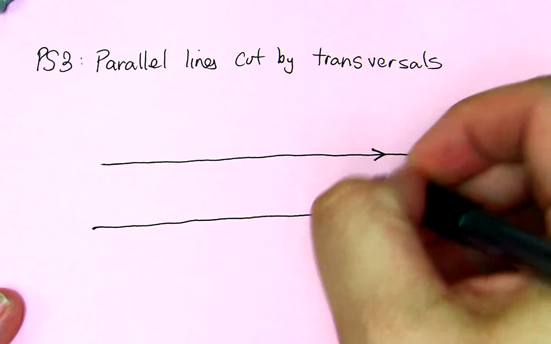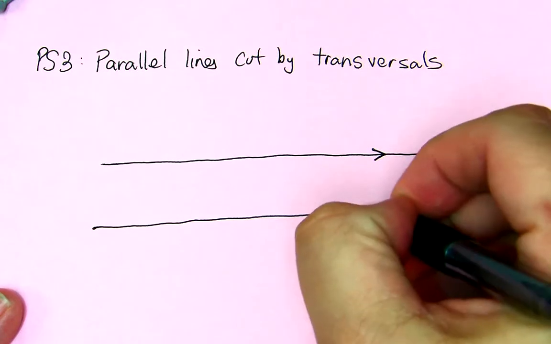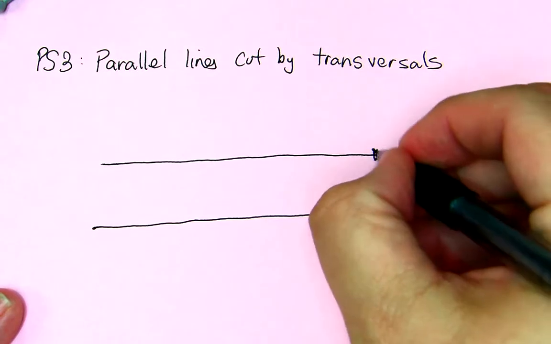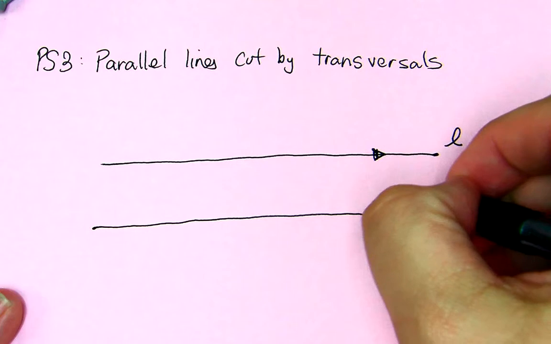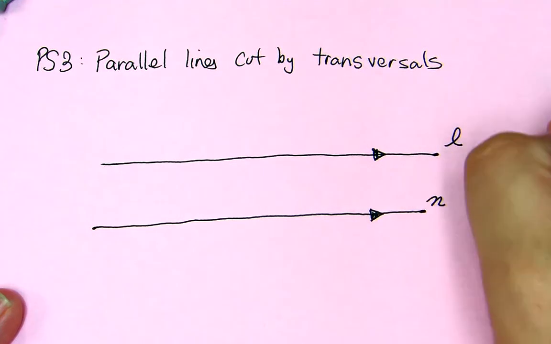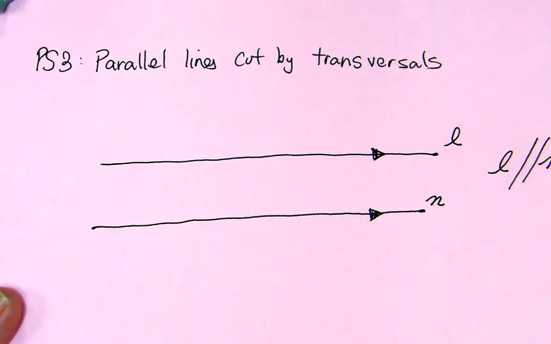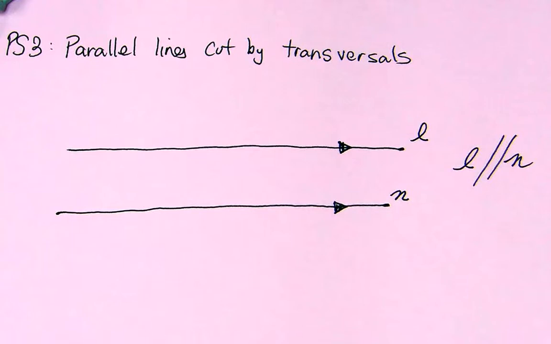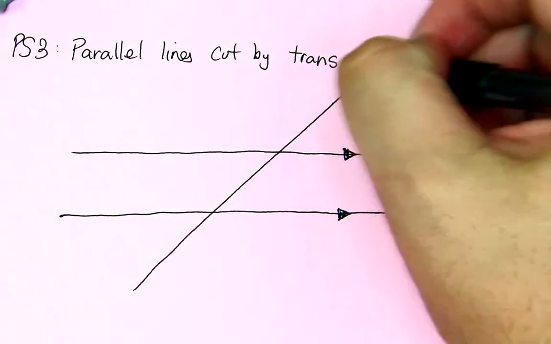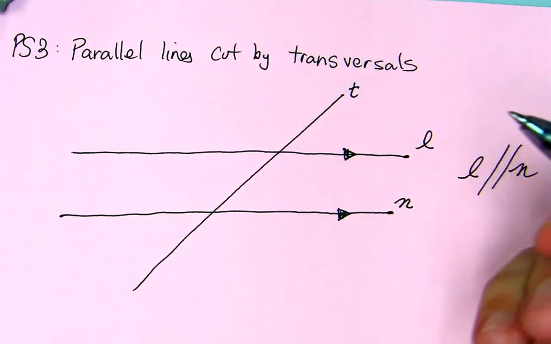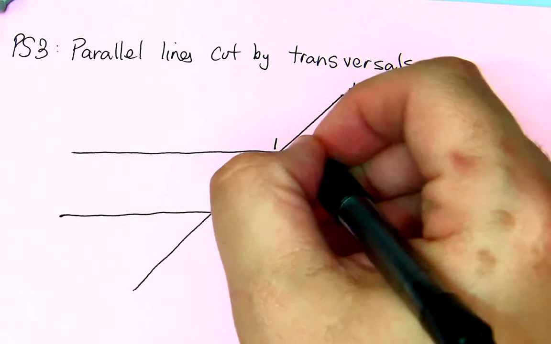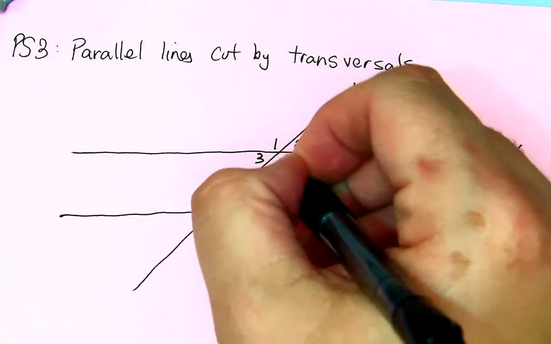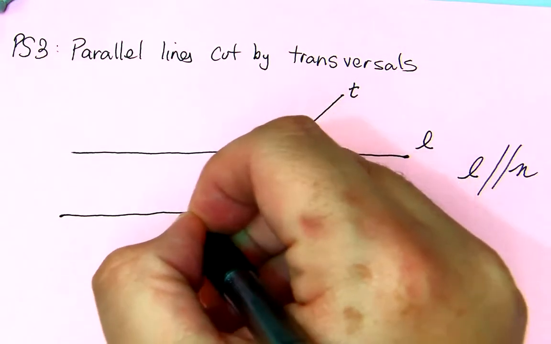you can tell they're parallel lines because they will have marks, or they might be labeled L and N, and they'll say L is parallel to N. They're cut by a transversal, which they might call T. And then they might number these angles 1, 2, 3, 4, 5, 6, 7, and 8.